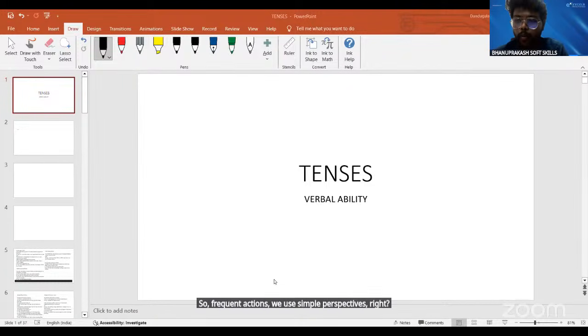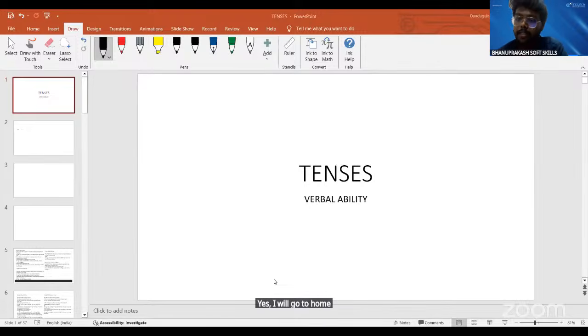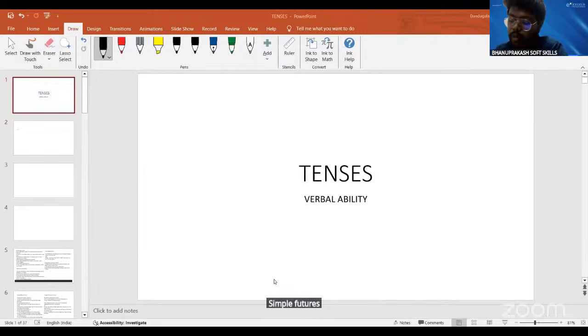నేను ఇంటికి వెళ్తాను. I will go to home. Yes, I will go to home. ఇంటికి వెళతాను means in future. So that is which future? Simple future. Yes, simple future. So I will go to home or I will go.